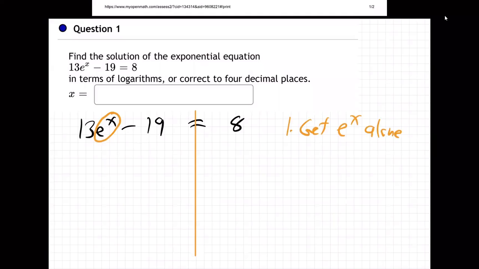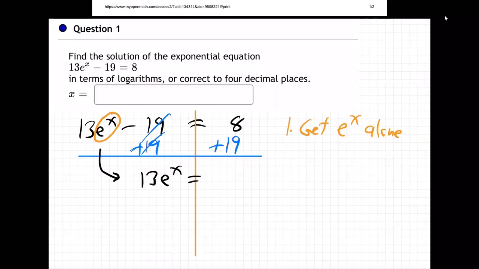So my first step here, I'm going to add 19 to both sides. Boom, boom. Bring this guy down. 13 e to the x is 27, like that. All right, keep going. This e to the x is still right here saying I want to be alone. So, next step, divide by that 13. All right, and then we've got e to the x equals 27 over 13.